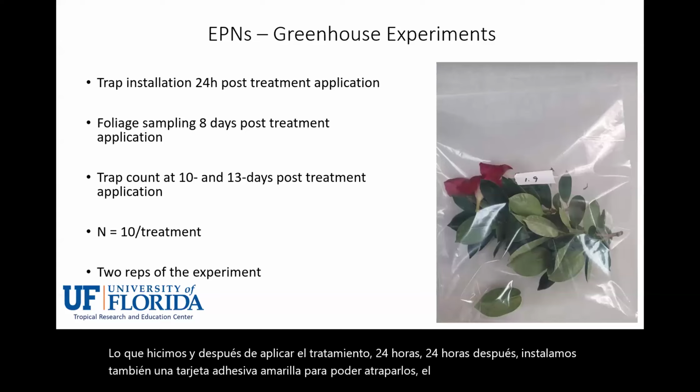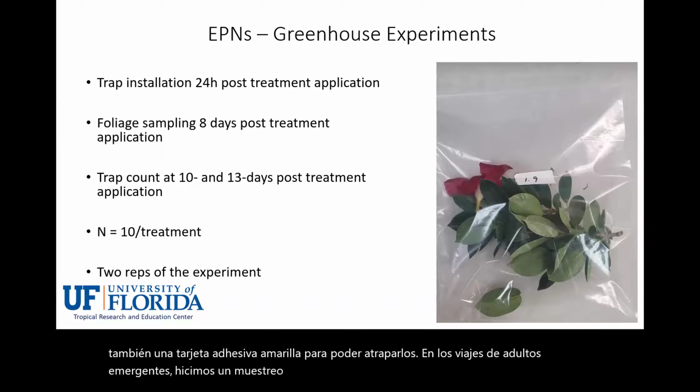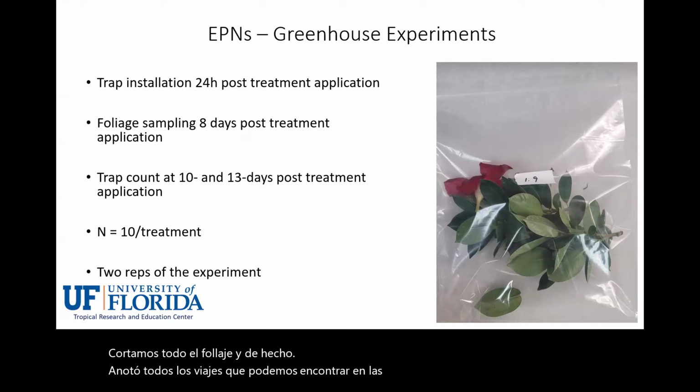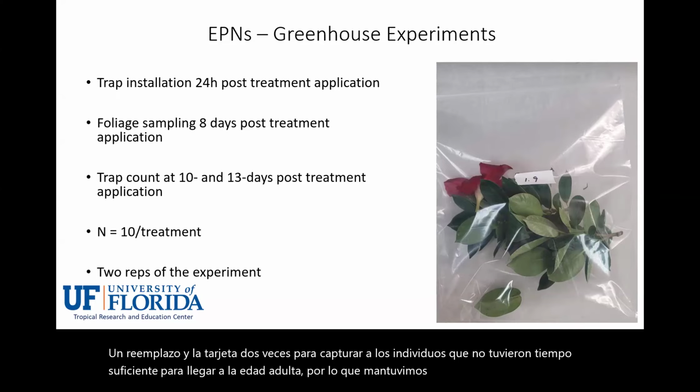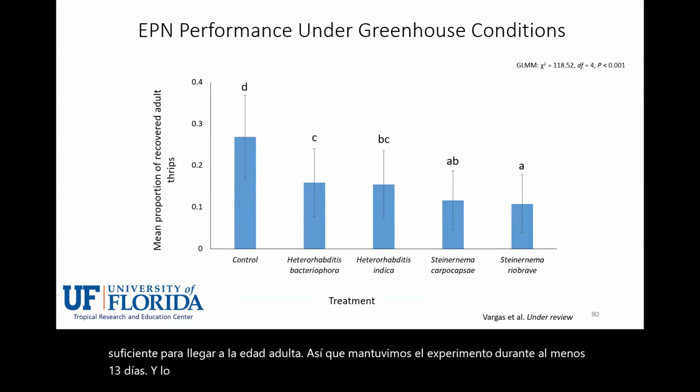We did a foliage sampling 8 days after we applied the treatment. We cut the entire foliage and scored all the thrips that we could find on the flowers and on the leaves. We also replaced the card twice in order to capture whatever individuals didn't have enough time to reach adulthood. So we kept the experiment going for at least 13 days, and we had 10 replicates per treatment. We repeated the experiment twice.